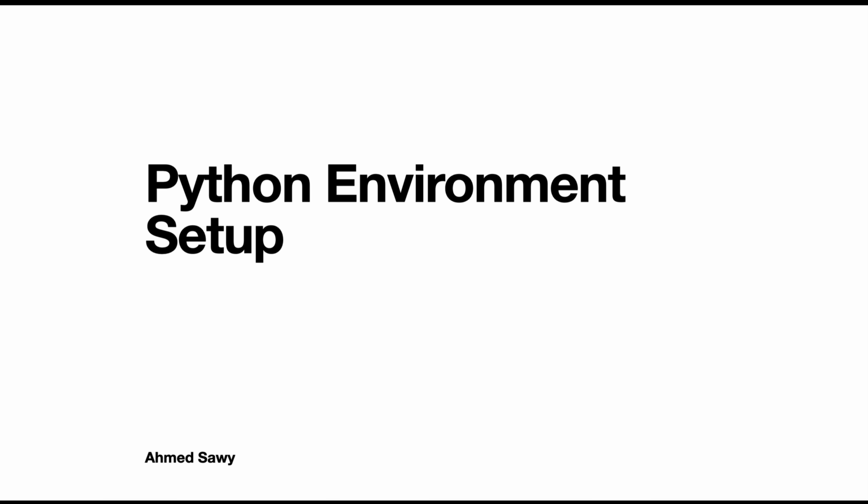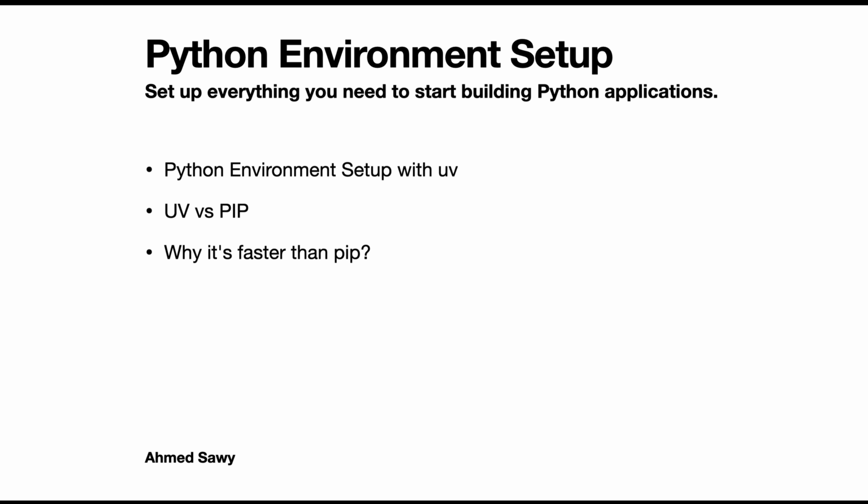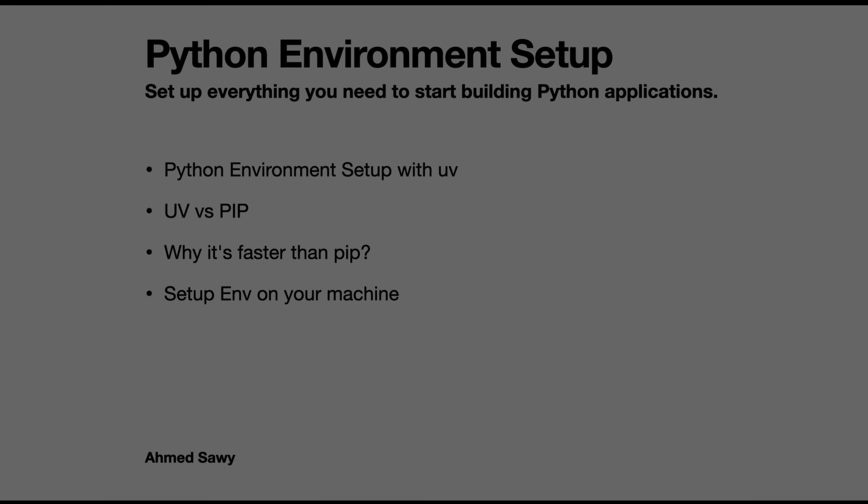Before we start building our RAG application, we need to prepare our development environment. We will install Python and use UV to install the packages we will use throughout the course. We're going to set up our Python environment and compare UV and pip, and I'm going to tell you why it's faster than pip. By the end of this section, you will have a complete Python development environment ready to build and run your RAG application. So let's get started.